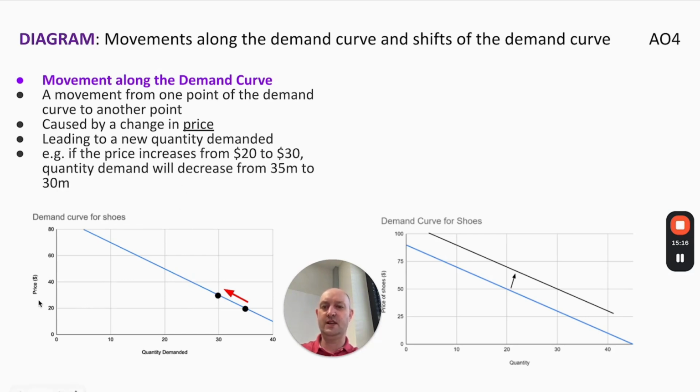For example, the price increases from 20 to 30. Quantity demanded will decrease from 35 million to 30 million. I've gone over that 3-4 times, so hopefully that's making some sense by now.